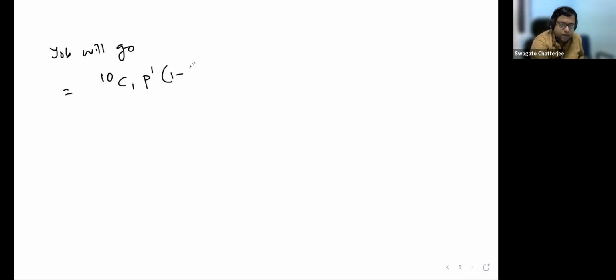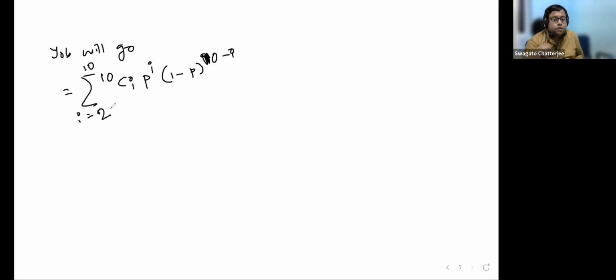Now my question is, at what probability value P will I decide whether I will give a loan or not? The probability that your job will go is basically 10C1 P to the power 1 (1 minus P) to the power 9, and more than one person defaulting. Basically, I would say sum of 10Ci P to the power i (1 minus P) to the power 10 minus i, from i equal to 2 to 10, for more than one person. So this is the probability that I will be calculating. This will be some function of P at the end of the day.